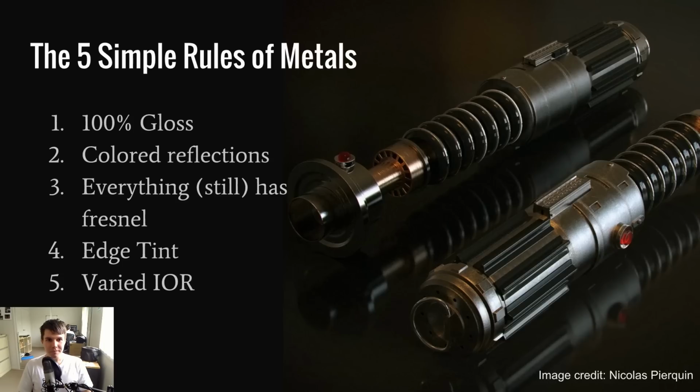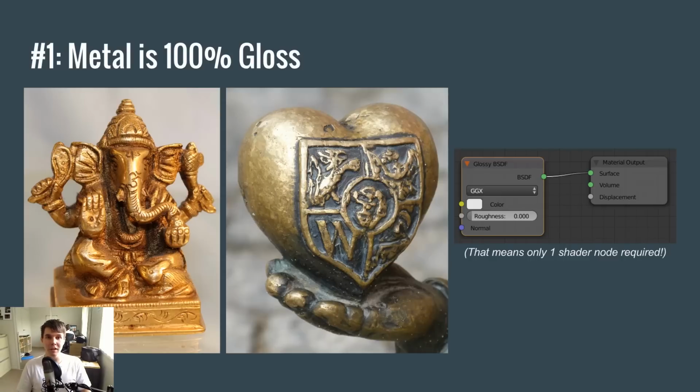Okay, so the theory of metal is basically summed up as follows. These are the 5 simple rules. These are really the main differences between a dielectric material and a metal material, and we're going to discuss them all in detail right now. Starting with number 1: metal is 100% gloss.